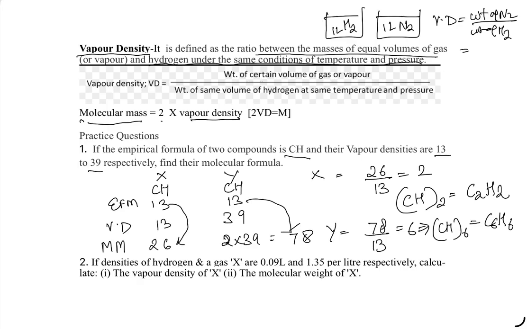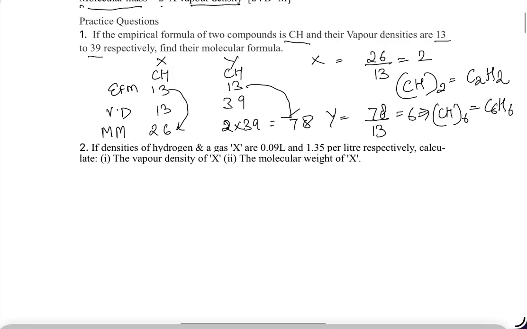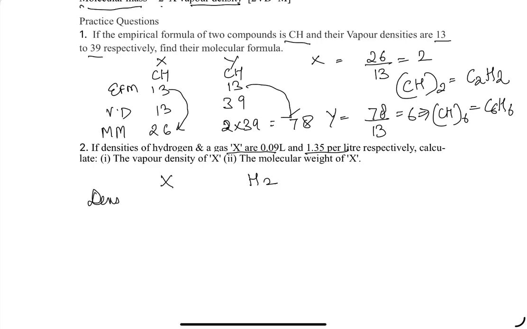Now let's look at the next question, where the gas densities are given. There is a gas X and there is hydrogen gas. The density of both gases is given. Gas X is 1.35, hydrogen is 0.09. Calculate the vapor density. As we know the formula, you are going to write down the formula.